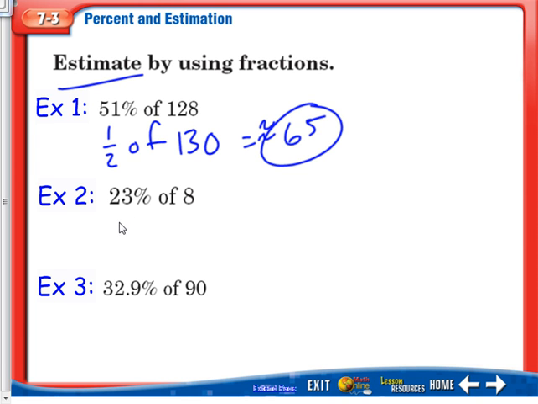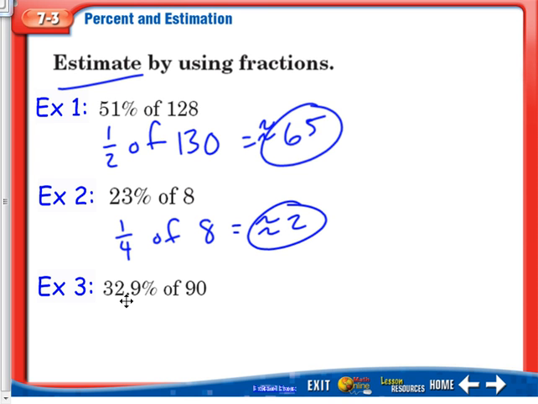23% is really close to 1/4. 1/4 would be 25%. So we can round that to 1/4 of 8. And I would leave that as 8 because we want it to be divisible by 4, since it's a fraction, we're going to be dividing by 4. So 1/4 of 8 is about 2. So that would be our answer there.